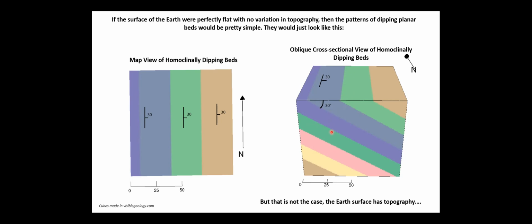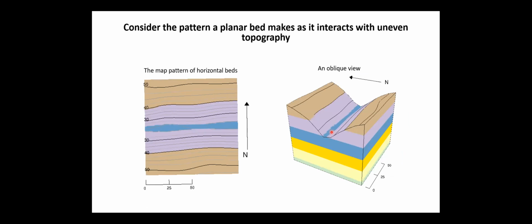The Earth's surface, except in a few rare places on Earth, has topography, and even places that are seemingly flat have some amount of topography. So consider the pattern of a planar bed in map view and in cross-sectional or 3D view as it intersects with uneven topography. In this case, we have a stream valley that is parallel to some elevation contours. This is the map view. This is the 3D view of this scenario.